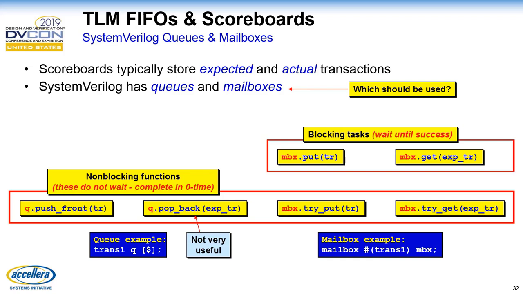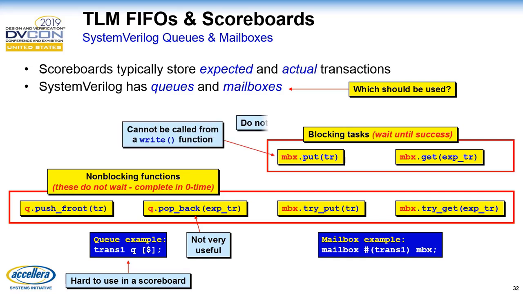The pop back is not exceptionally useful inside of a scoreboard because you don't really have a way of waiting until something's there. And so you might go into some polling or check frequent status. Is the size greater than 0 before you actually call that command? And so queues are kind of hard to use in a scoreboard. I have done it in the past, but mailboxes are the way I've gone now.